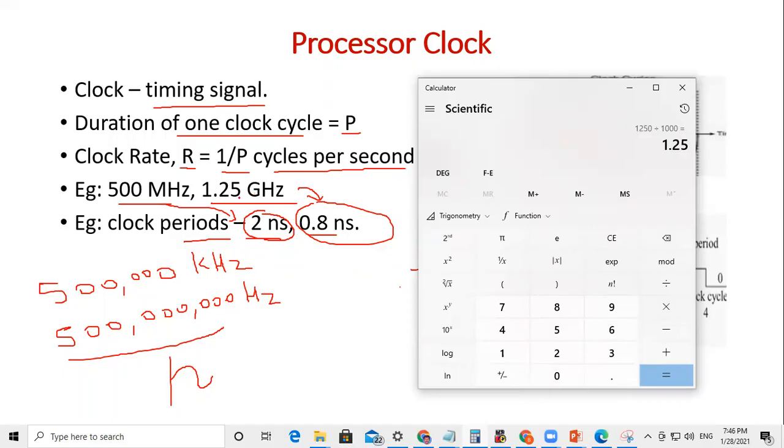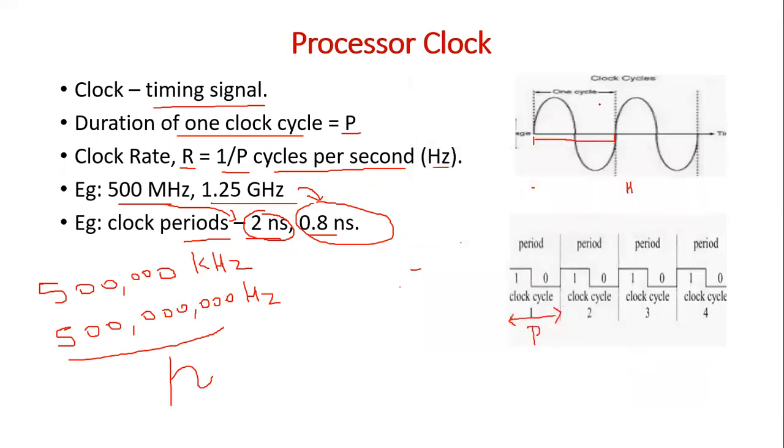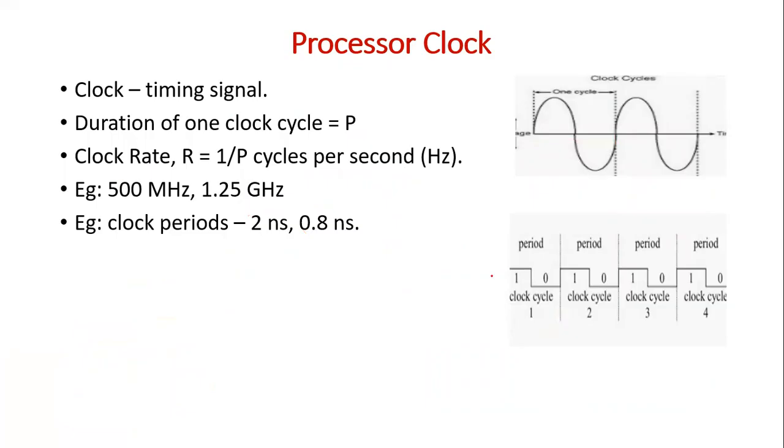So now, if the clock period is given in terms of nanoseconds, microseconds or milliseconds, and you are asked to calculate the clock rate, I guess you can calculate it, right? This is how the clock rate is calculated. The processor clock is one of the crucial factors in deciding the performance of a computer. That's what we are discussing.